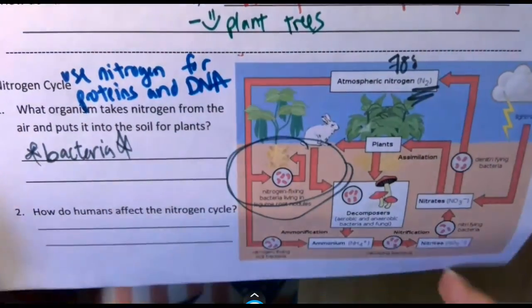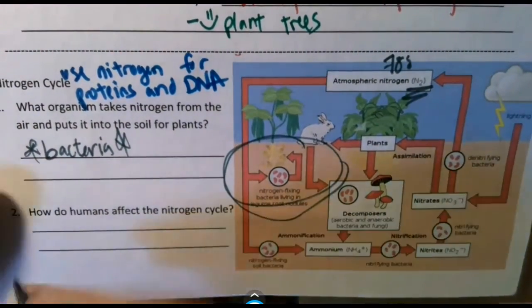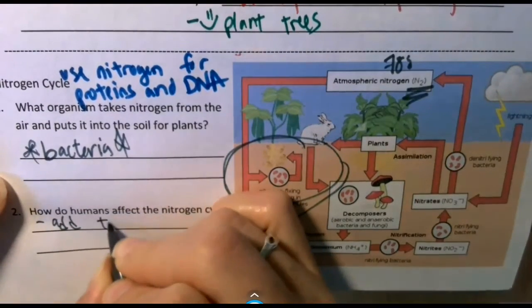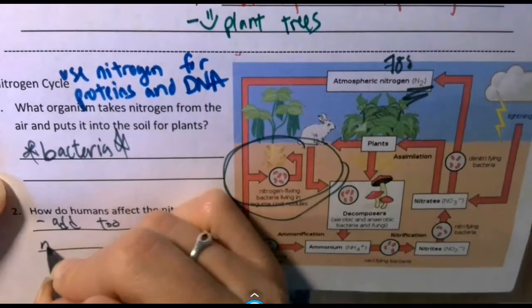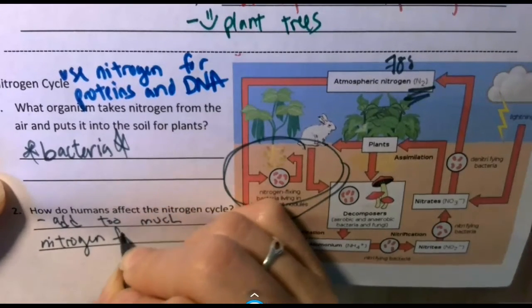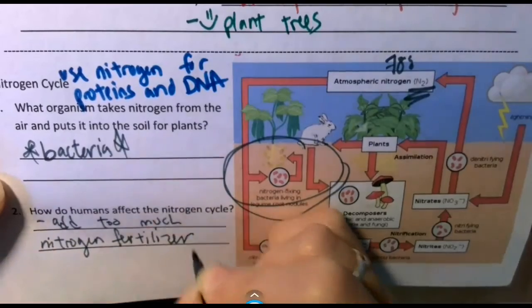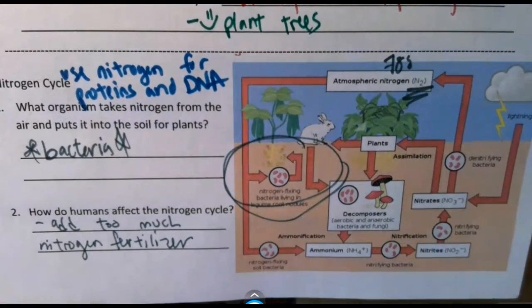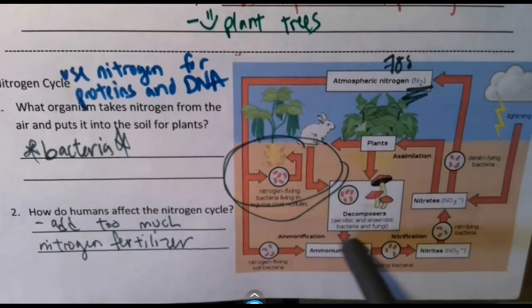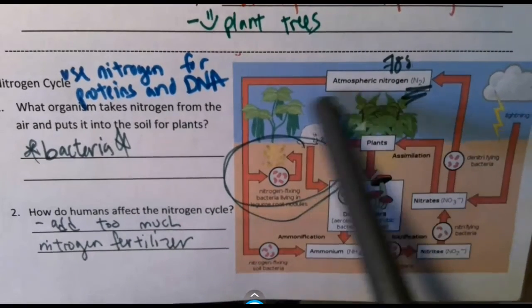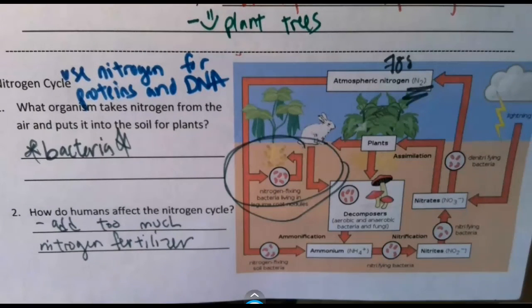These are so important. How do humans affect the nitrogen cycle? We add too much nitrogen fertilizer. We add this when we farm, but most importantly, people add this when they grow grass to make their grass greener. So if you can stop using nitrogen fertilizer on your grass, that can really help the earth. So bacteria take nitrogen out of the air, and then plants use it to make their proteins and their DNA. And when animals eat plants, that's how they get their nitrogen. So that's very important.